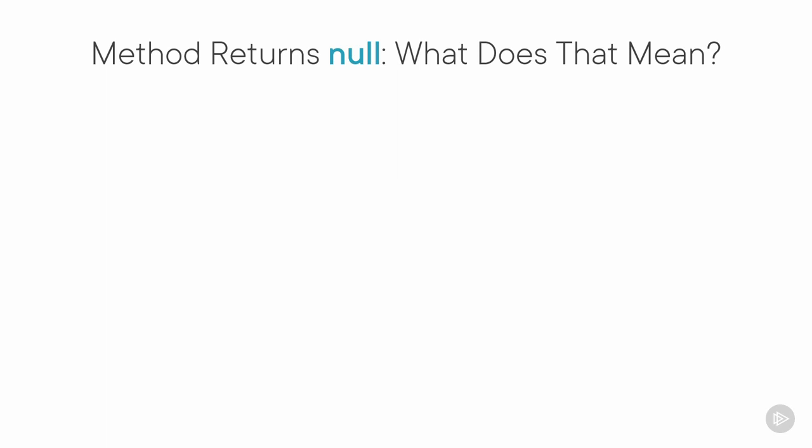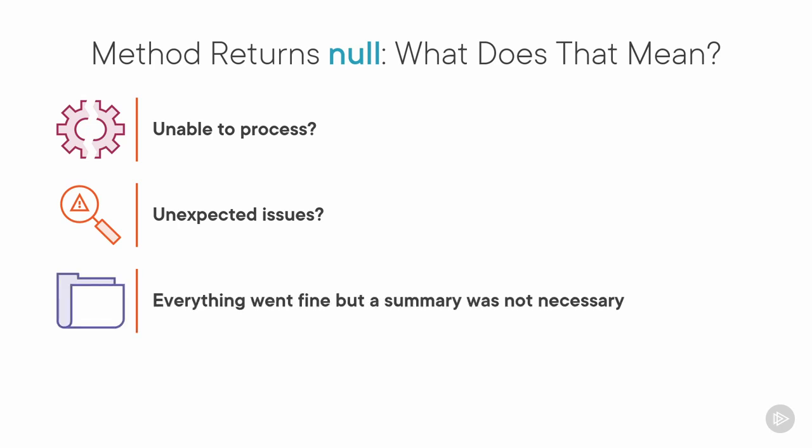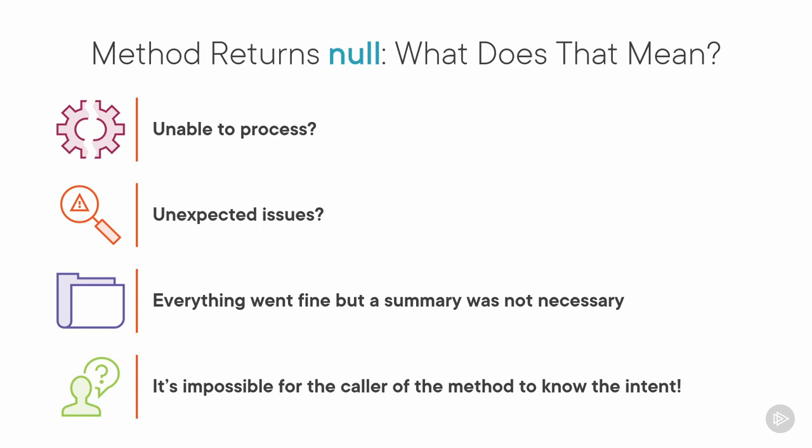In this case, if the method returns null, what would that mean? Does it mean that we were unable to process the orders? Were there unexpected issues with one or many of the orders? Or did the order processing complete, but a summary was not necessary for this set of orders, and null is used like a representation of a default or empty list? It's really impossible for the consumer of this method to understand what null would mean.